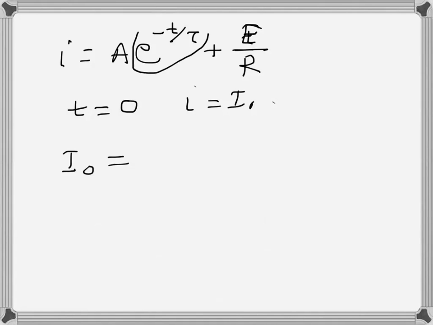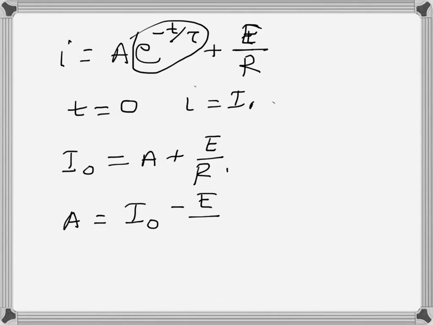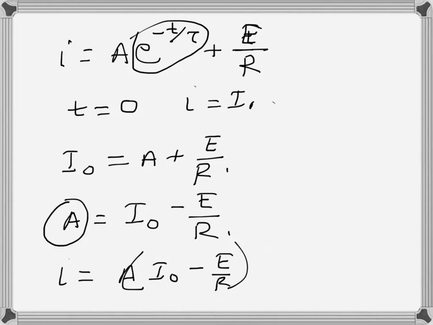The exponential term at t equal to 0 becomes 1, so I naught equals A plus E over R. This way A is I naught minus E over R. That makes sense. So we have just found the value of A. Now if we rewrite this equation, instead of A we write I naught minus E over R, times e to the power minus t over tau, plus E over R again.